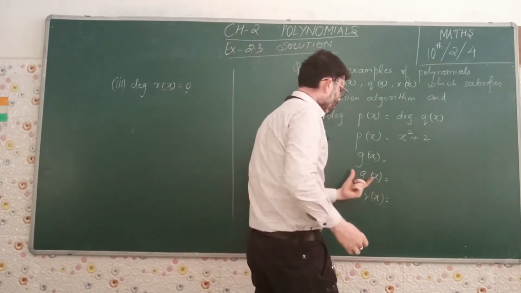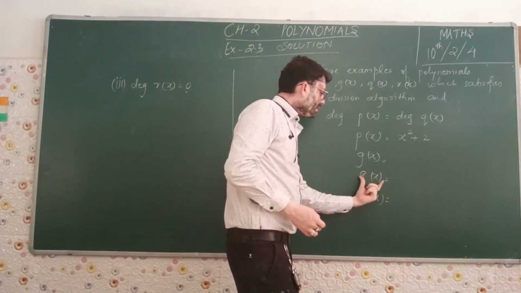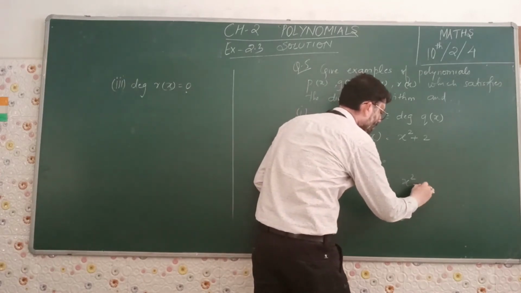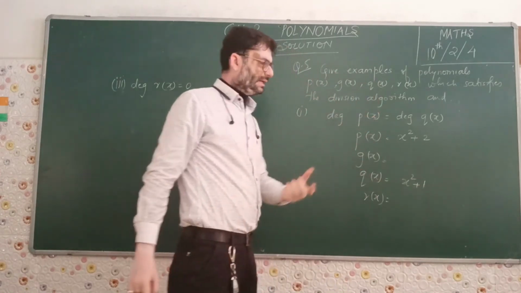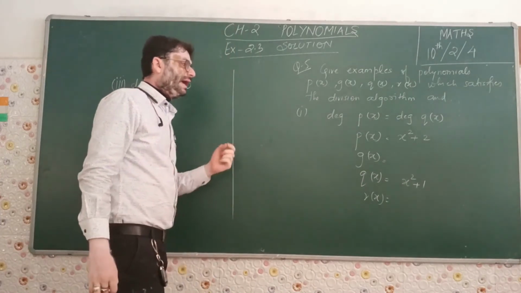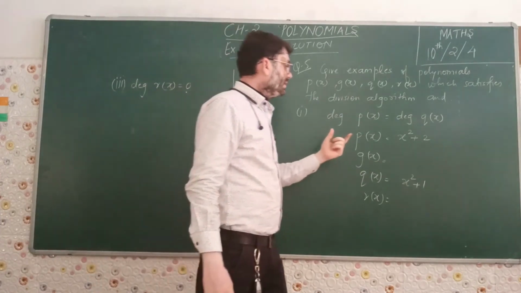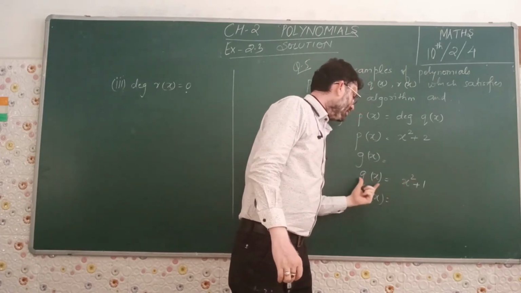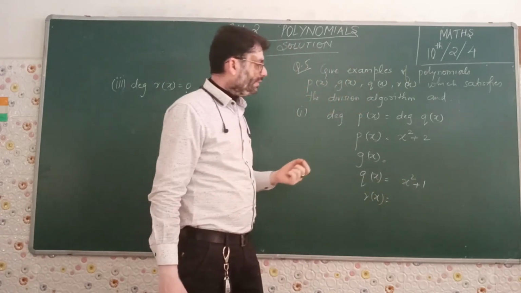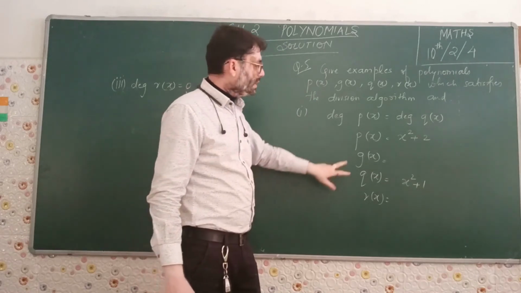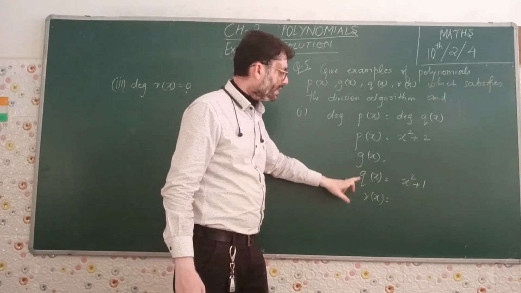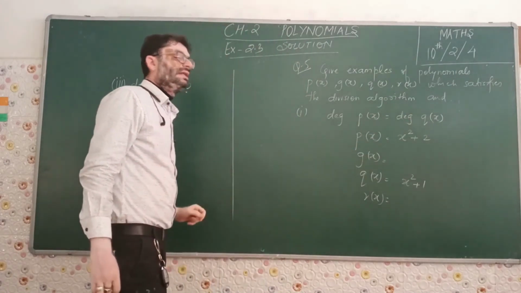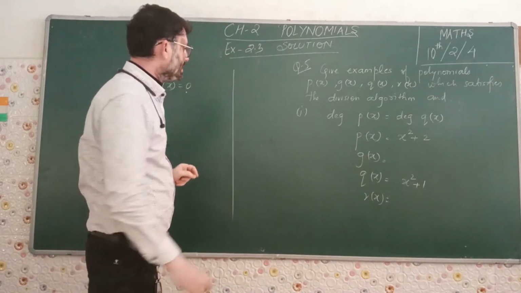And let us also move on with the same degree for q of x. Let us take it as x square plus 1. Now we have seen that both the degrees of p of x and q of x are same. Now we will have to frame 2 such polynomials g of x and r of x such that it satisfies the division algorithm. And what is our division algorithm?